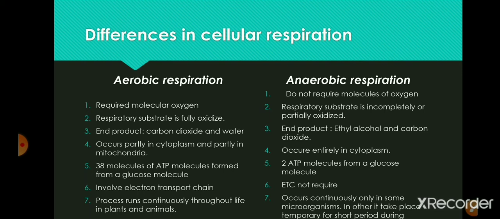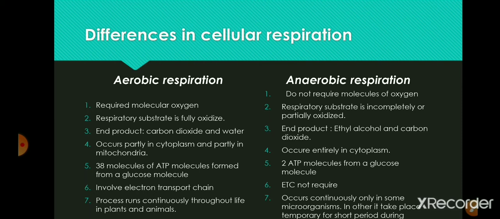Mostly aerobic respiration occurs in cytoplasm. The first process of oxidation takes place in cytoplasm and then the mitochondria. But anaerobic respiration occurs entirely in cytoplasm. We know that aerobic respiration mostly occurs in the mitochondria, which is the respiratory site, the powerhouse of energy. Mostly the ATP molecules are formed in the mitochondria. So aerobic respiration occurs in the cytoplasm and mitochondria, whereas anaerobic respiration occurs in the cytoplasm.